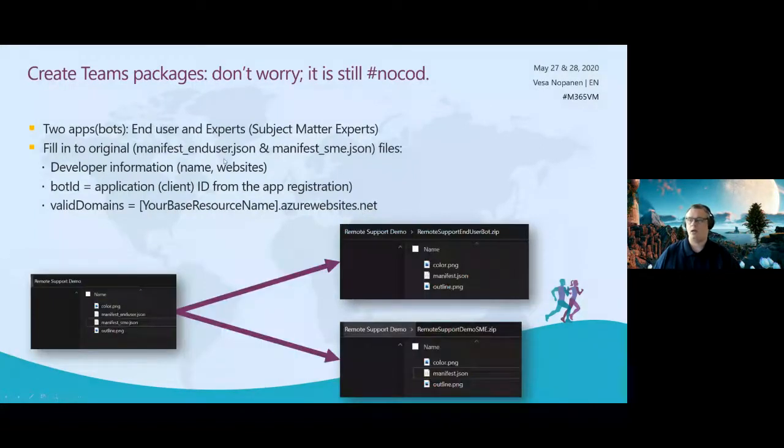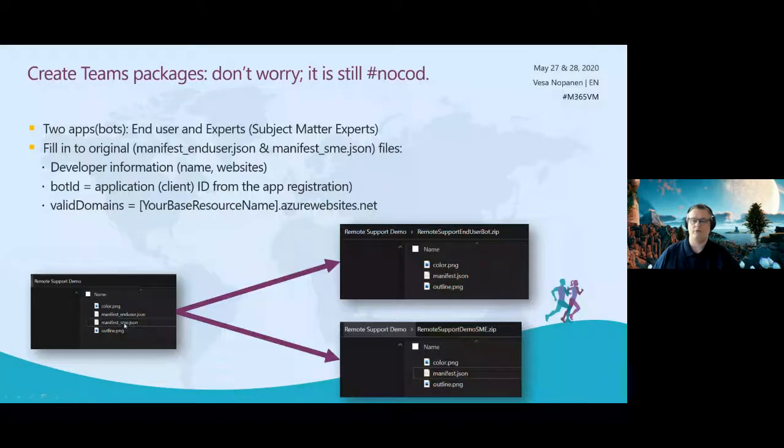After that, we have this situation where we have two JSON files. We just copied the first one, the end user one, and renamed the copy as manifest.json. So choose the color, manifest.json and outline, and zip them together. There can't be any folders here, just these three files. And after that, rename that zip to remote support end user bot, so we know that's an end user.